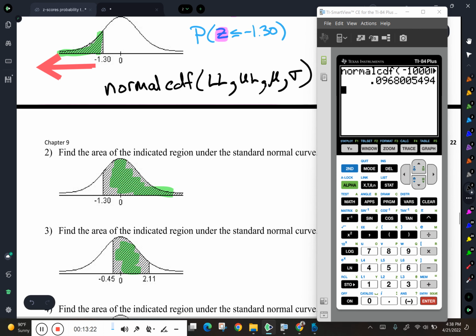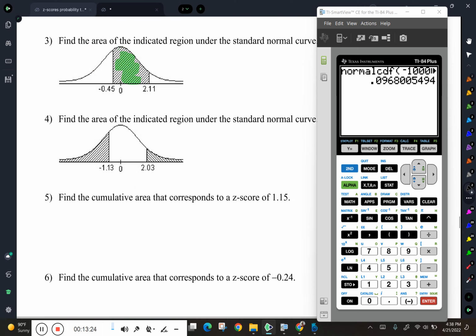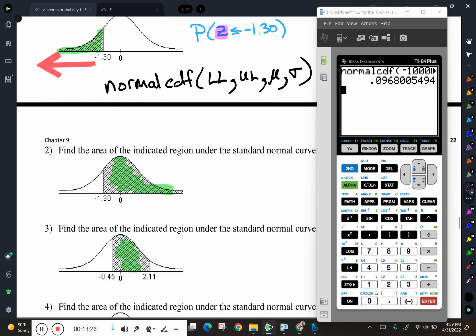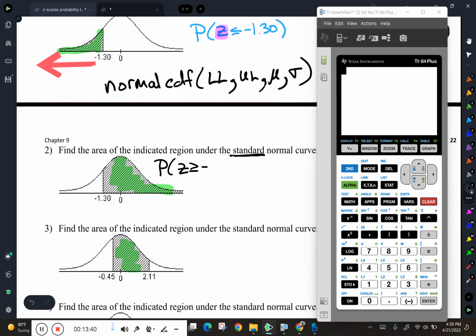What's the difference between problem number 1 and problem number 2? Well, problem number 1 was a left tail. Problem number 2 is a right tail. I'm still going to do it the same way. I'm told it's a standard normal curve. Now I just want to find the probability that z is greater than or equal to negative 1.30.